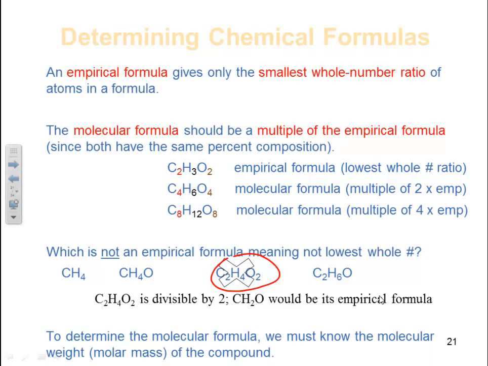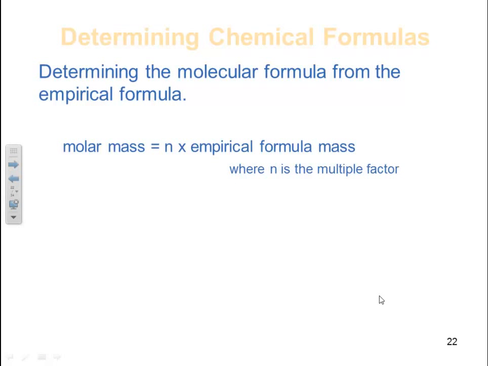To determine the molecular formula, we must know the molecular weight or molar mass of a compound. Determining the molecular formula from an empirical formula requires the following equation. You know your molar mass. It's equal to N, the multiple factor, times the empirical formula mass. Or rearranging this, you can determine the multiple factor by dividing the molar mass of the molecular formula by the empirical mass of the empirical formula.